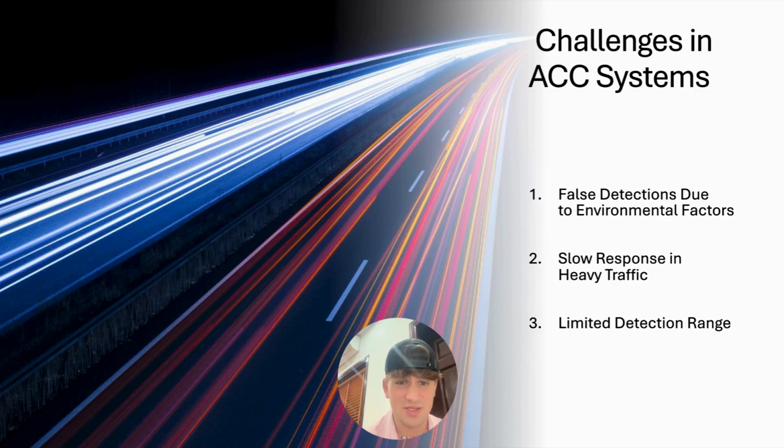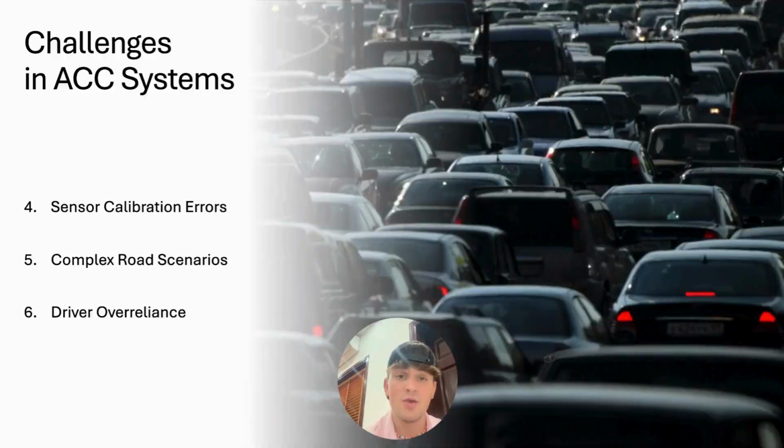The third problem is limited detection range. For example, at high speeds, the vehicle needs to detect obstacles far ahead to have enough time to respond. And if the range is limited, the system might react too late, leading to dangerous situations, especially on highways where vehicles travel at high speeds.